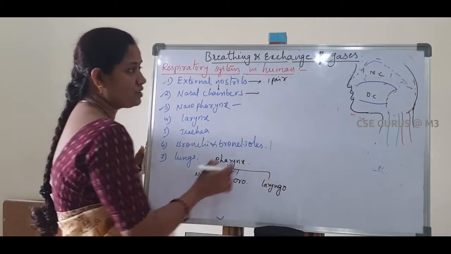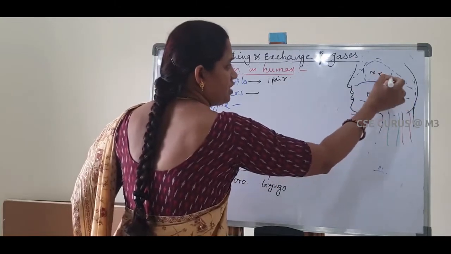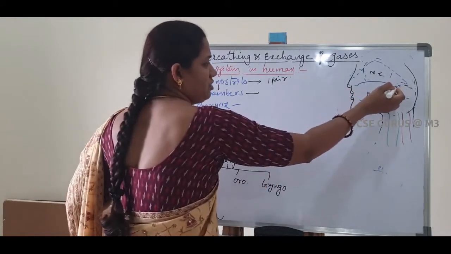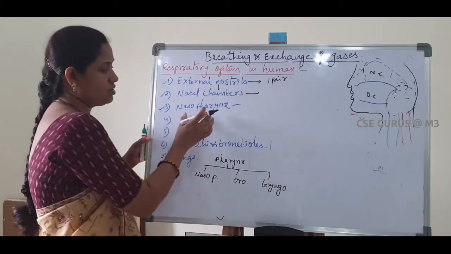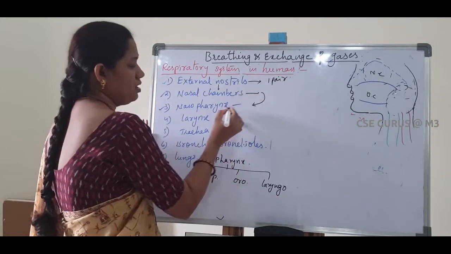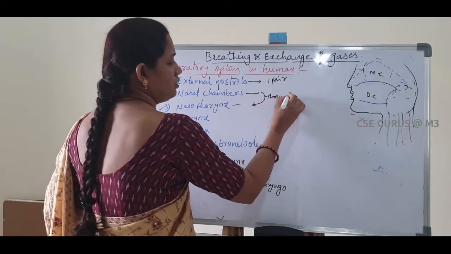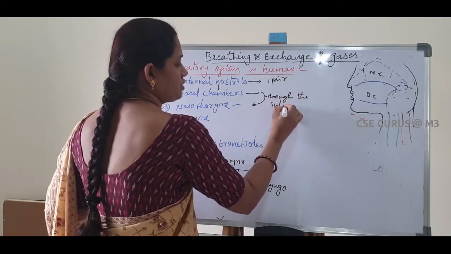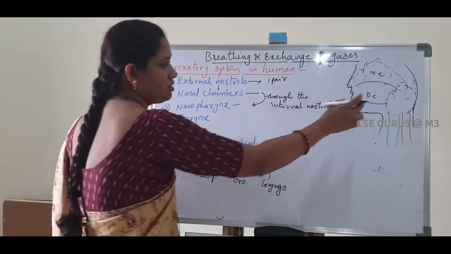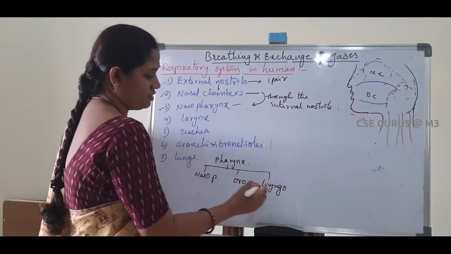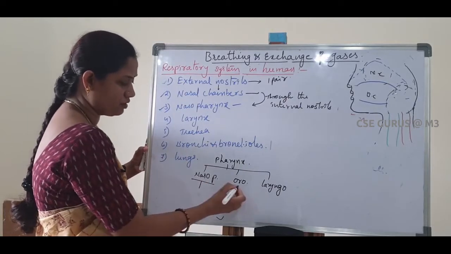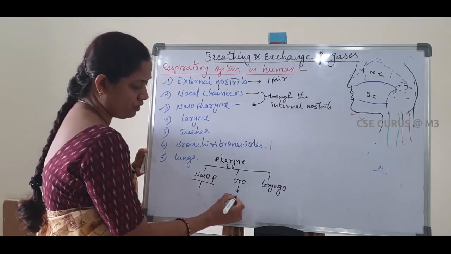Nasopharynx is the region where the nasal chambers open into the pharynx. Here internal nostrils are present. Through the internal nostrils, the nasal chambers open into the nasopharynx. Next, the nasopharynx is connected to the larynx. The oropharynx opens into the esophagus.